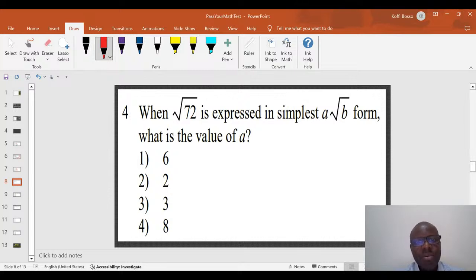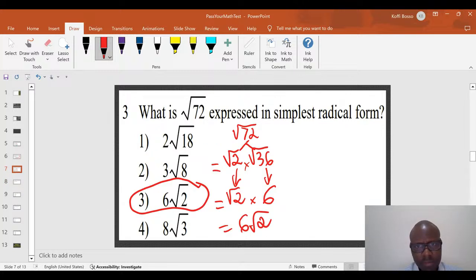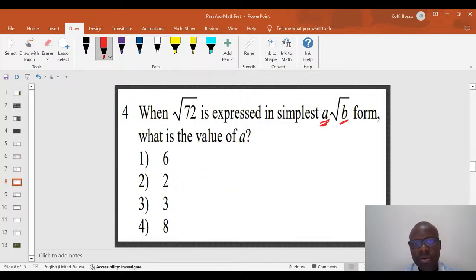When square root of 72 is expressed in simplest A square root of B form, what is the value of A? You have to understand that A here is a regular number, which will be in front of the square root, and B is another regular number inside the square root symbol. This is the same question as question number 3, so because we solved question number 3, this question will be simple to solve.